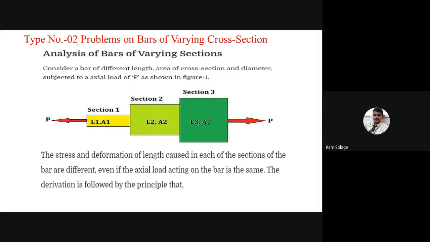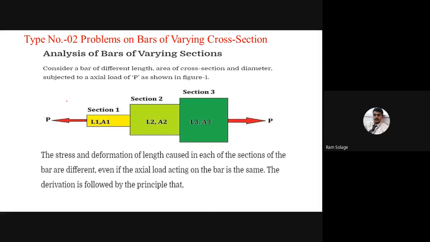Type the heading, type number 2: Problems on bar of varying cross section area. Write down the title. Below the title, draw this diagram. In the diagram, we have to show the applied forces, L1, A1, L2, L3, A3, section 1, section 2, and section 3.